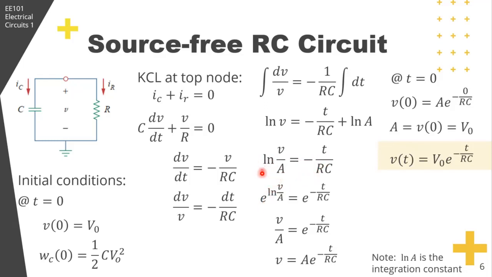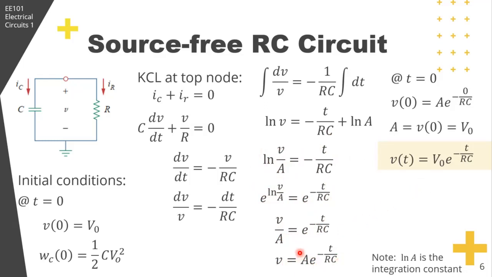Then now we just erase the e to the on both sides, so that would be e to the ln v over a equal to e to the negative t over rc. And this one, e to the ln u, is equal to u, and u here is v over a. So v over a equal to e to the negative t over rc. Then v is equal to a e to the negative t over rc.